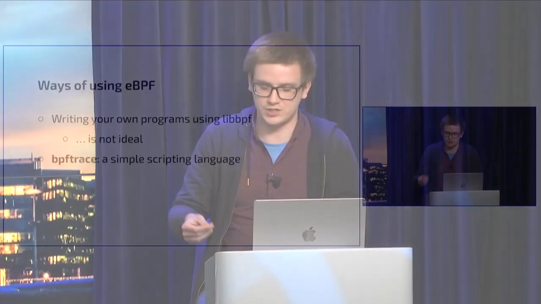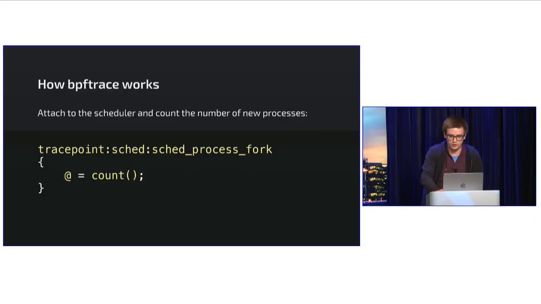Luckily, we have more tools to solve this problem. One of these tools is, for example, BPF trace, which is a simple scripting language, which looks roughly like this. You basically define the trace points that you would like to attach to. In this case, this trace point triggers each time you create a new process in the kernel.